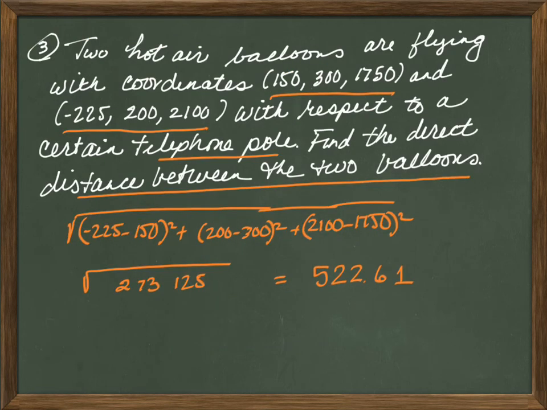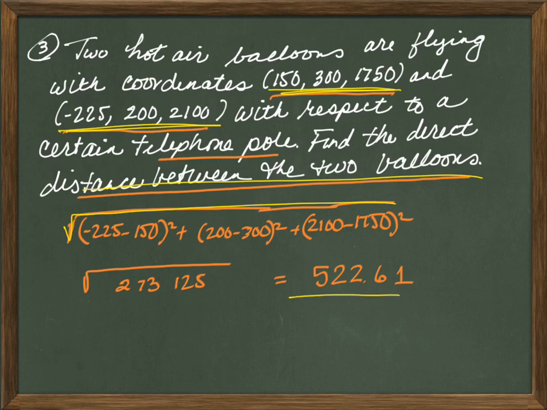And number 3 looks like, oh, it's a word problem, it's terrible, but it's not. It's about 2 hot air balloons, and they give you the x, y, z coordinates. They're 3D coordinates, and they just want the distance between the 2 balloons. So it's a big old distance formula. I put it all into the calculator, and I got 522.61. So that's numbers 1, 2, and 3.